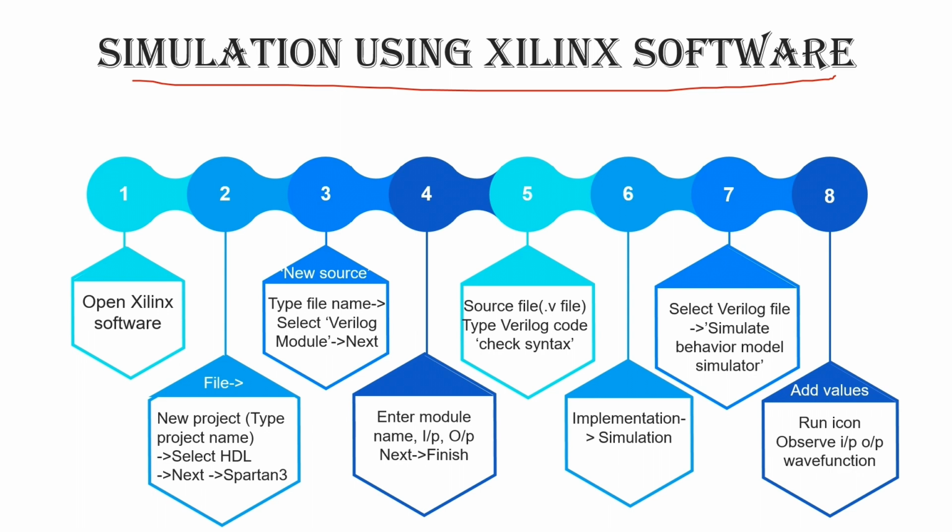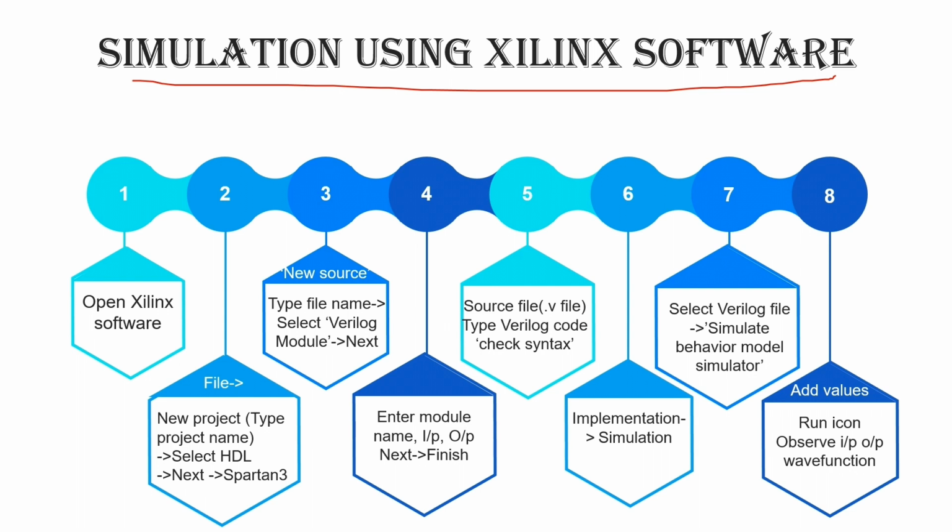And the third step and the fourth step is enter module name or the file name and click on next button and finish. Then select the source file, type the code that you want to execute and check the syntax of your code. If it is having any error, it will display the wrong red mark beside the syntax.